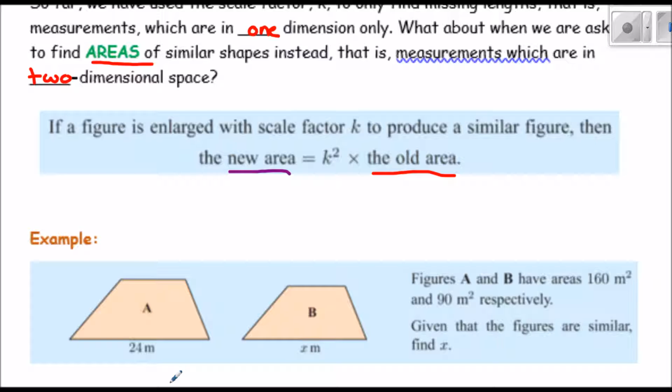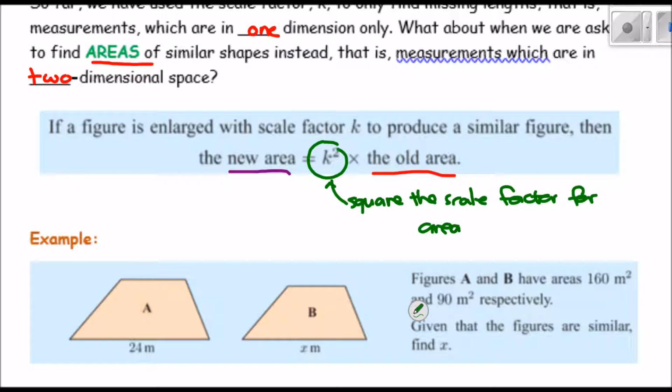What's really important is you need to square the k for your problems. So the scale factor, because it's two dimensions, we need to square k. Square the scale factor. Whereas before we were dealing with just one-dimensional length, the new length would just be scale factor multiplied by the old length. Because we're dealing with two-dimensional space, the new area would be k squared multiplied by the old area, of course. So let's see how that applies to an example.